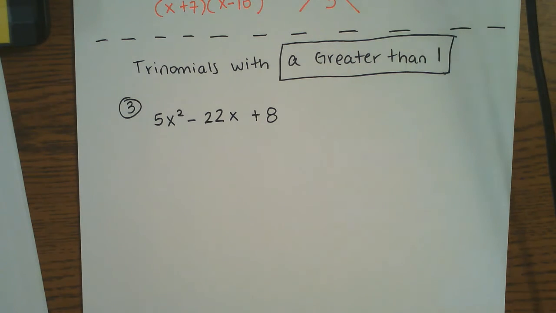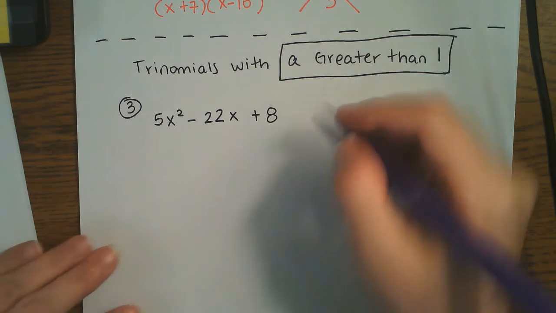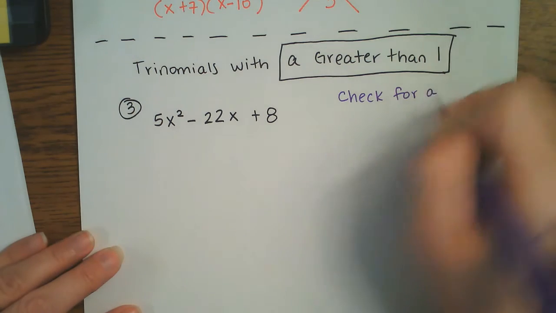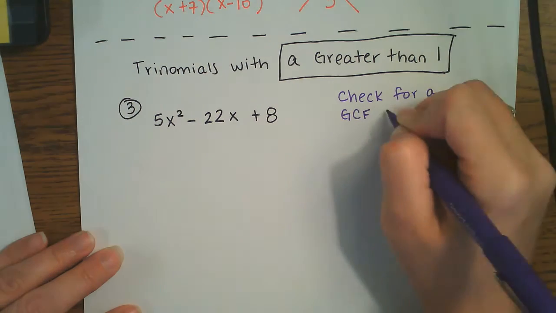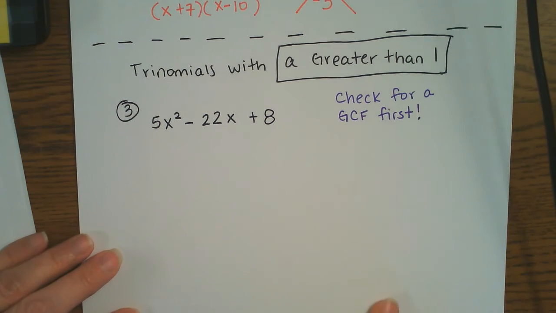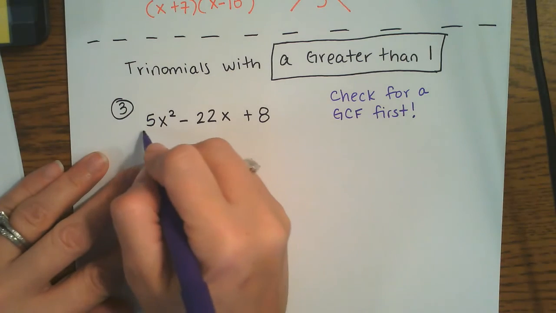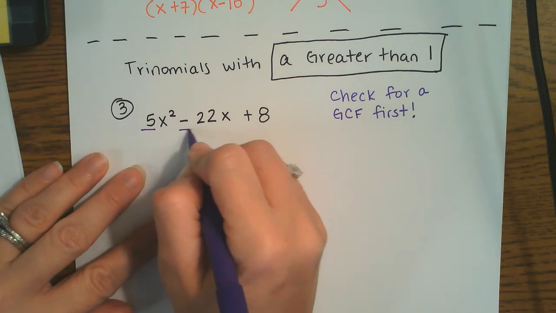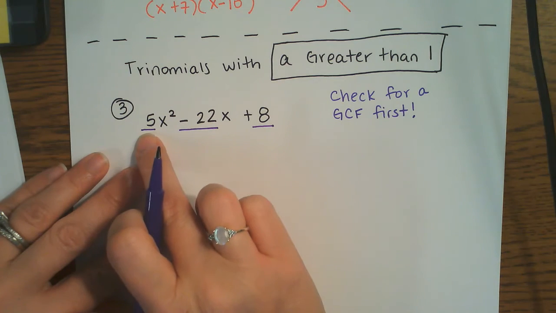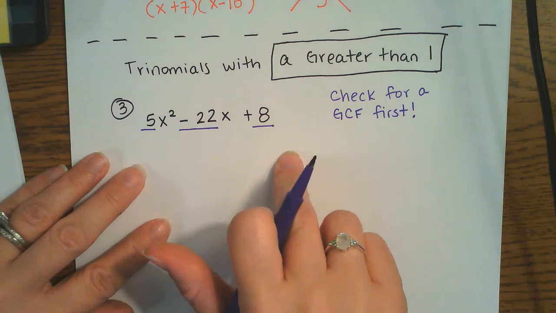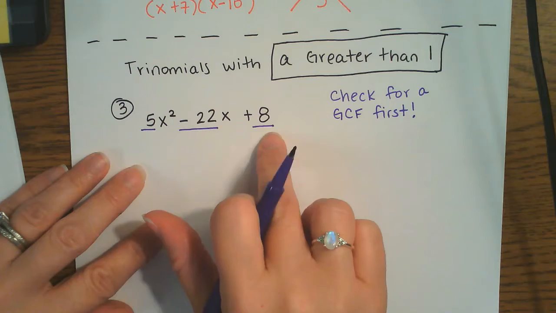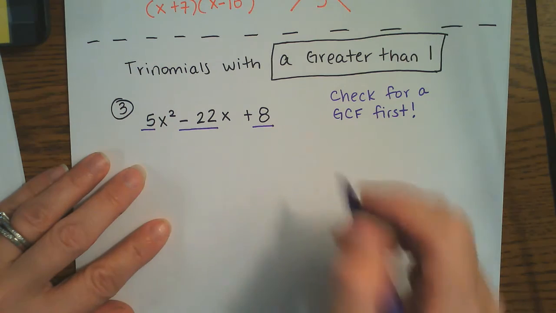All right, so we're also going to be checking for a greatest common factor in these. So I'm going to check out. I've got 5, negative 22, and 8. So 5 is odd, so I can't divide all of these by 2. 22 cannot be divided by 5, and 8 cannot be divided by 5. So there is no GCF.